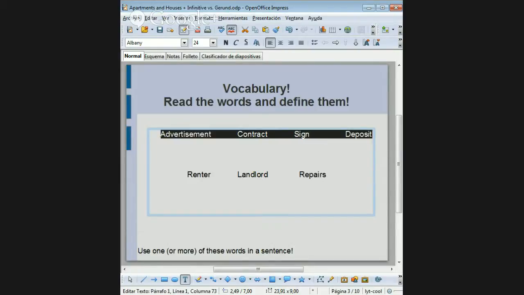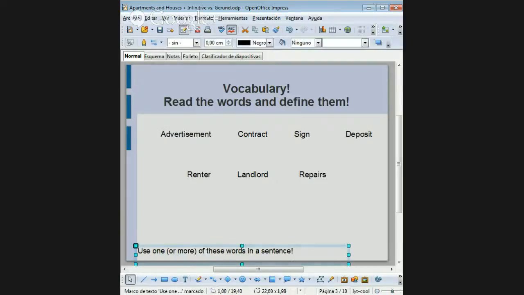Sorry, Oscar. Yes, advertisement, contract, sign, and deposit. Okay, good. Advertisement, contract, sign, and deposit. Really good. And Dima, can you read the next three words?